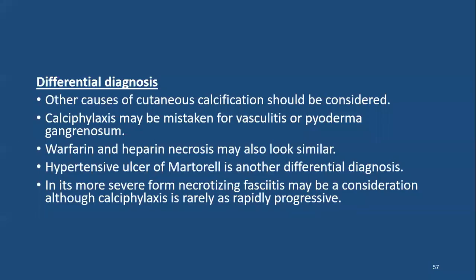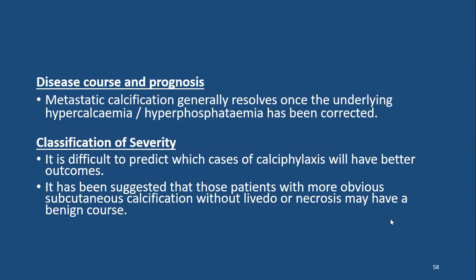Differential diagnosis. Other causes of cutaneous calcification may be considered, and calciphylaxis may be mistaken for vasculitis or PG, pyoderma gangrenosum. Warfarin and heparin necrosis may be a cause, and may look similar. Hypertensive ulcer of Martorell is another differential. In more severe form, necrotizing fasciitis may be considered as a differential, but it is more rapidly progressive.